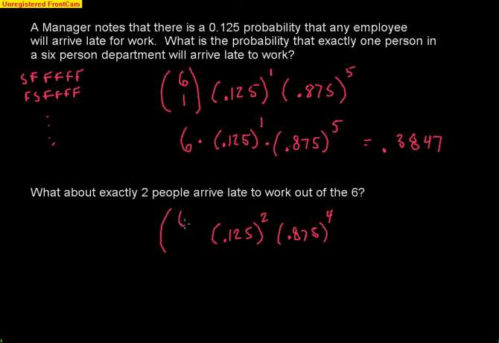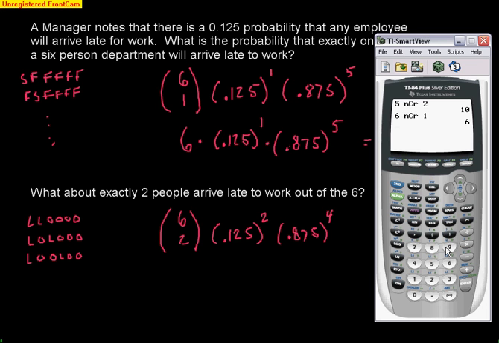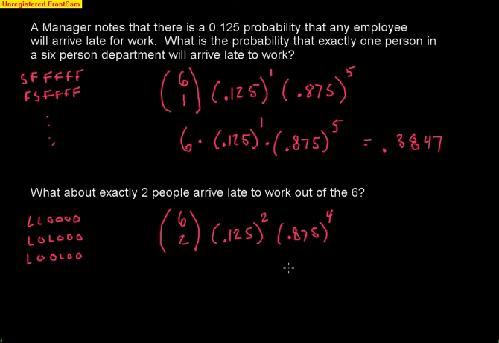And again, I like to just run through them so you get the idea. That could be late, late, on time, on time, on time, on time, or late, on time, late, on time, on time, on time, or on time, late, on time, late, on time, on time. And I don't feel like figuring out all the options. That's where my calculator comes in handy. So I'm going to do 6, math, PRB, nCr right there. Choose 2 of them, and it's going to tell me how many different ways it can happen. There are 15 different ways you could have 2 people out of 6 be late.